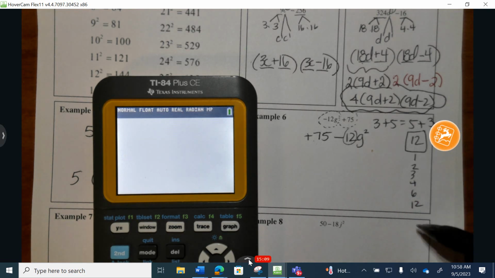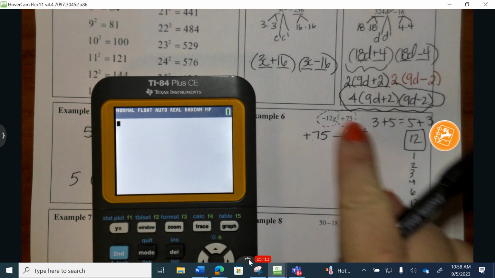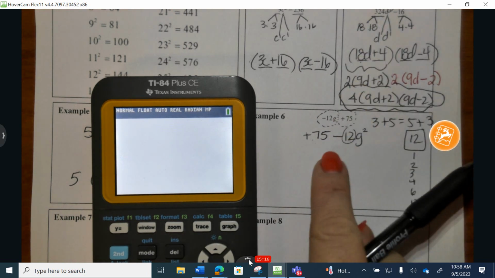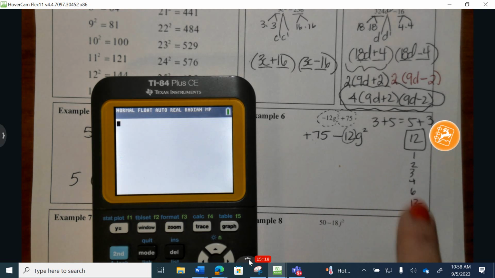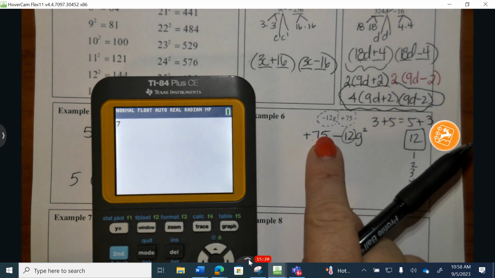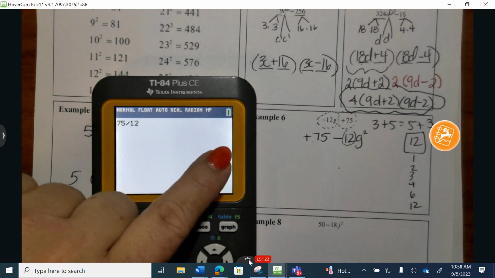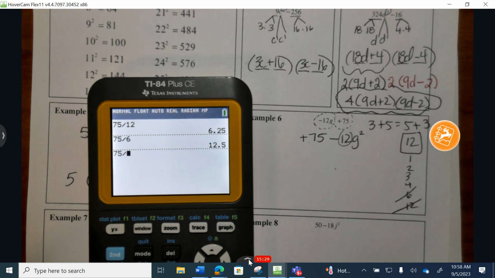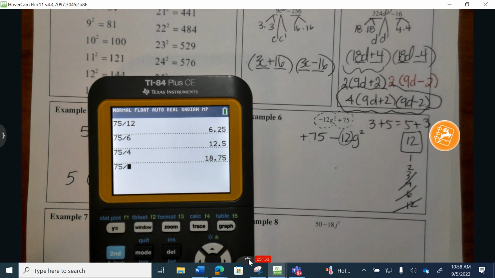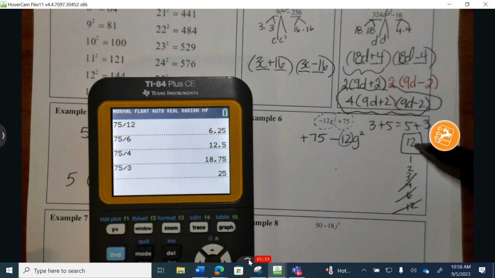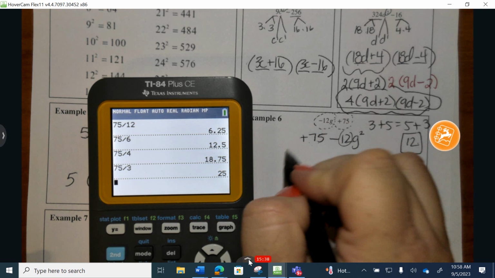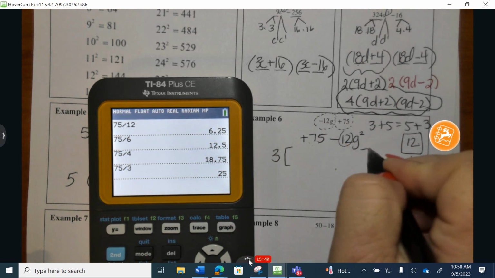Now, what do you do with this list? We want to see, can we factor out something? Like we factor out a 4 up above in the end. So I always start with the largest number. And so I hit the bigger number here, 75, and I'm going to divide it by 12. If I don't get a whole number, I cross it out. Doesn't work. 75 divided by 6. It doesn't work. 75 divided by 4. Nope. 75 divided by 3. It works. So 3 divides into 12, and it also divides into 75. Let's factor out a 3.